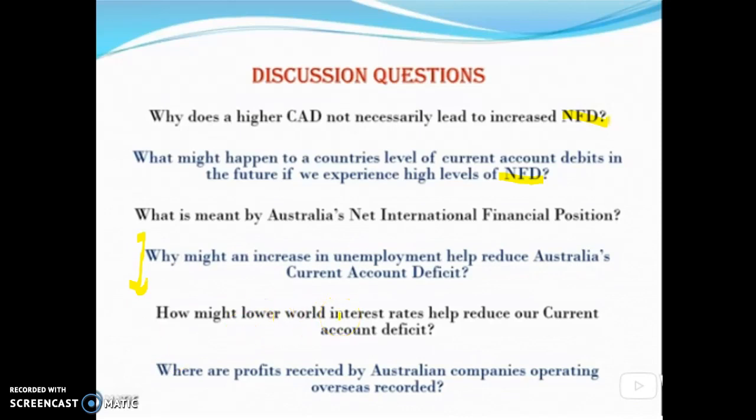How would lower world interest rates help reduce our current account deficit? Well, basically, lower world interest rates would reduce the amount of debits in the net primary income section of the current account because we wouldn't have to pay as much interest for our debt. Where are profits received by Australian companies operating overseas recorded? They're recorded in the net primary income account, and they're an example of a credit.